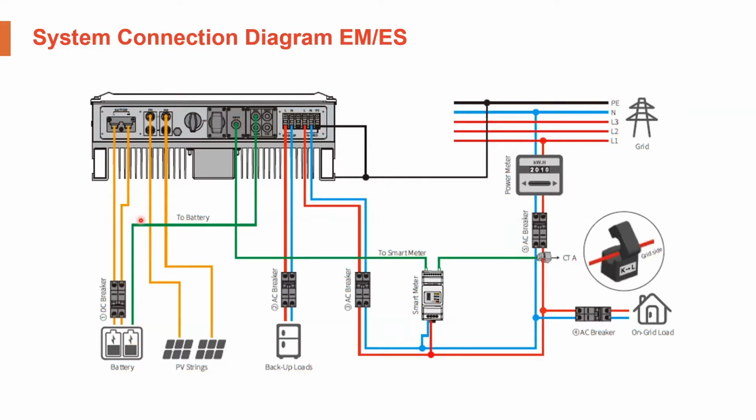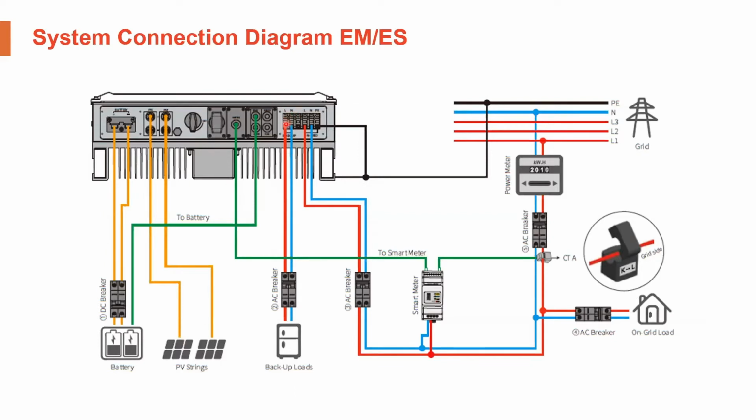Also for the batteries, we do have a connection to the BMS terminal of the inverter. That's for the communication between the inverter and the battery. Moving along to the right, we do have the DC inputs. For the ES inverter, we have 2 inputs, one for each MPPT, and then you would connect your sub strings or your sub arrays to each input.